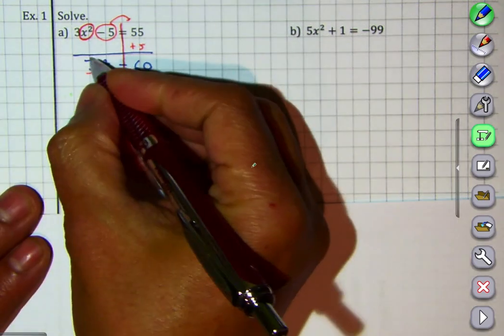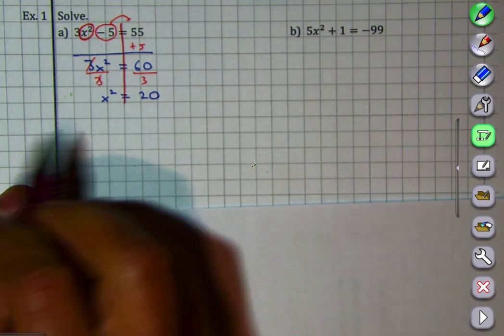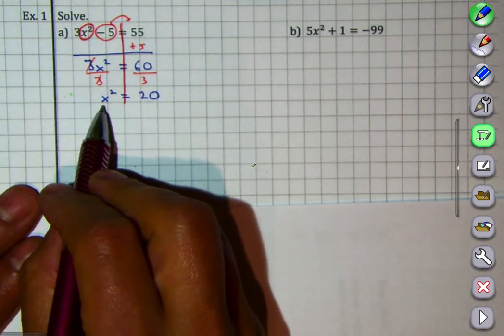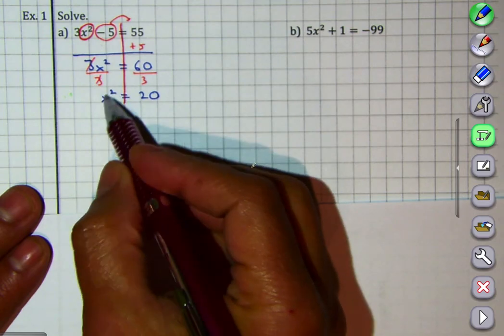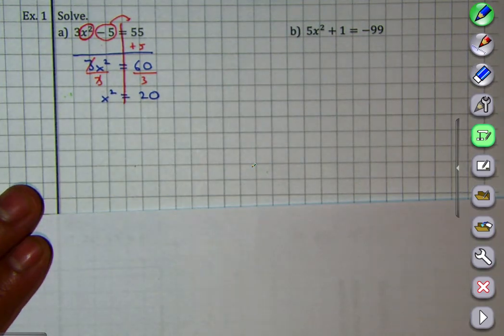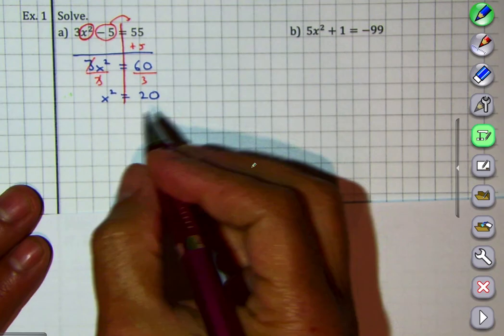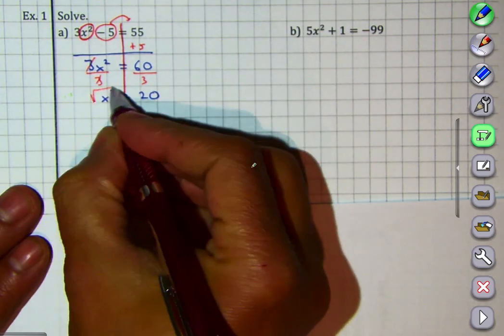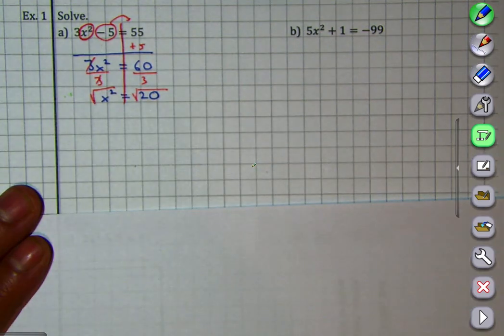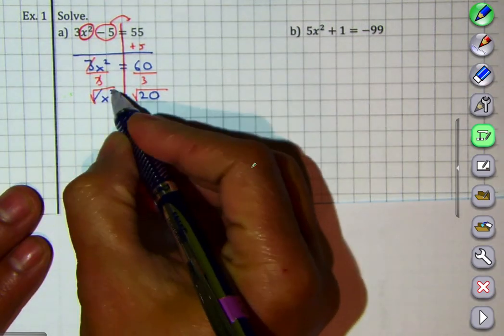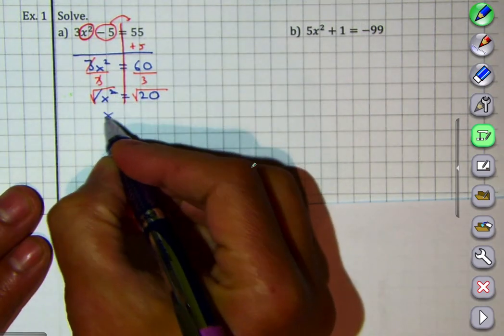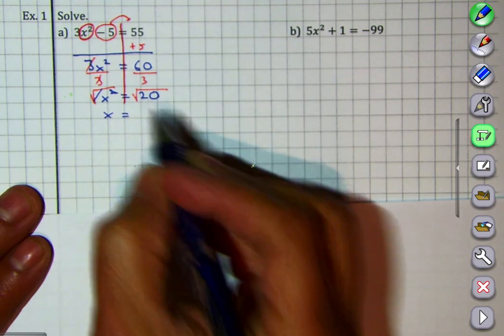The 3 cancels. And now I need to be able to leave the x by itself. Now that I have the x squared by itself, I'm going to do the opposite operation, or the inverse, which is I'm going to take the square root on both sides. The square root and the square cancel, so therefore I have x equals. Now, square root of 20.